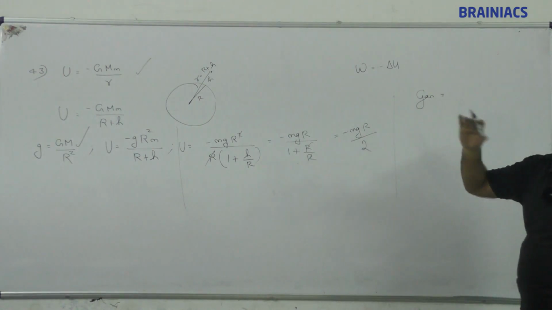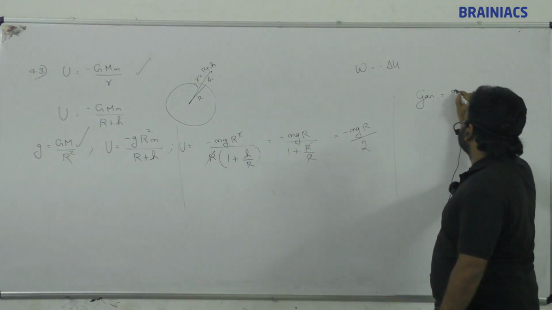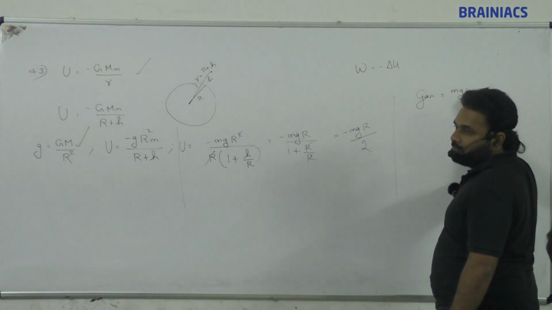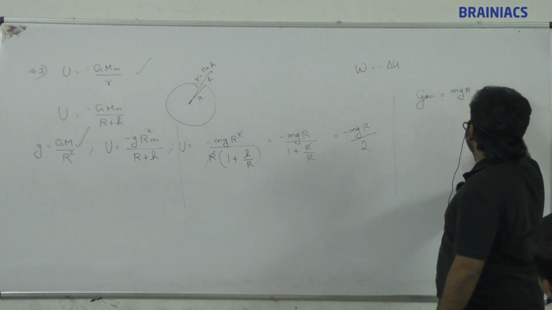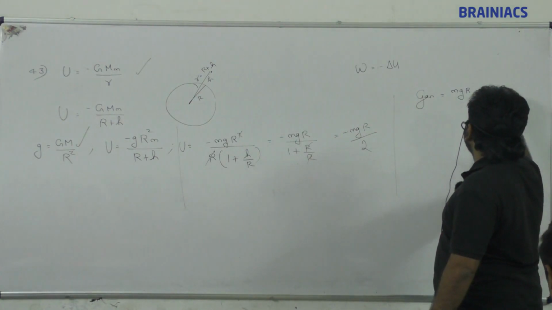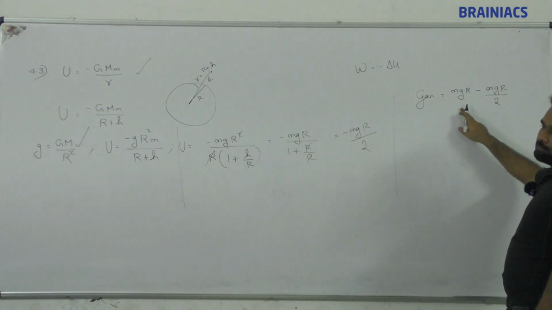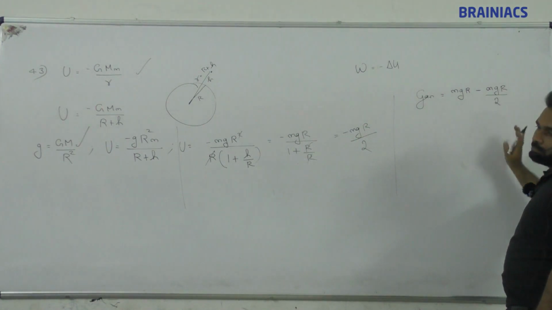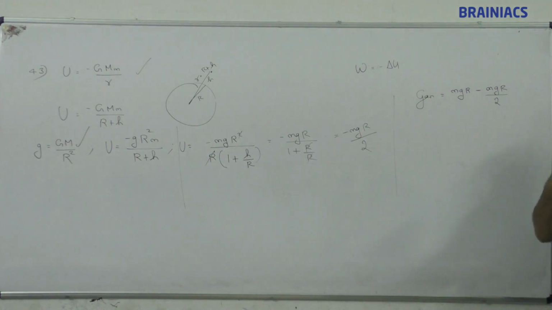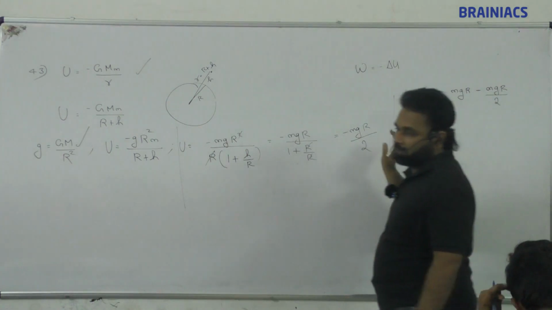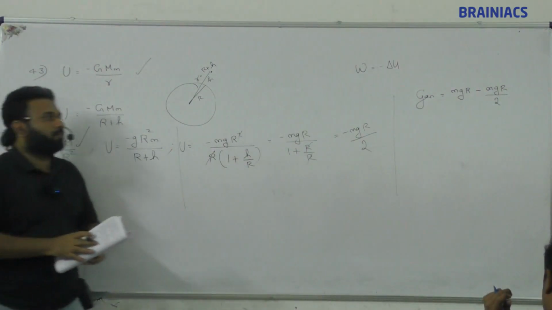Gain in potential energy compared to the surface. In potential energy, minus mgr, this is 2. So how much will come? Plus mgr by 2. That is the difference in potential energy, or gain in potential energy. Clear? Done? Okay.